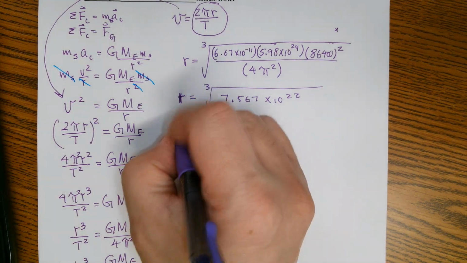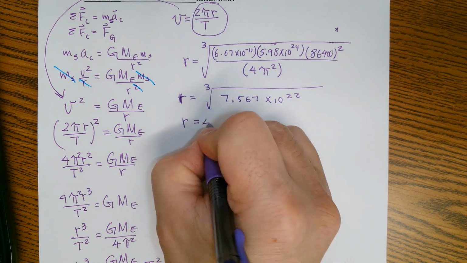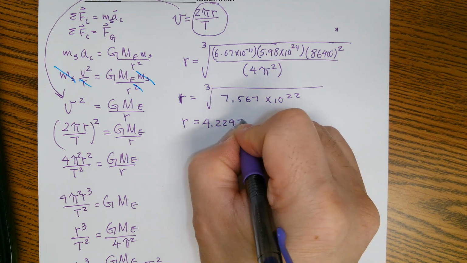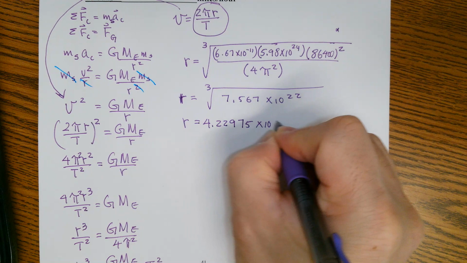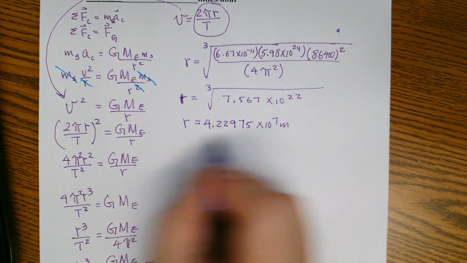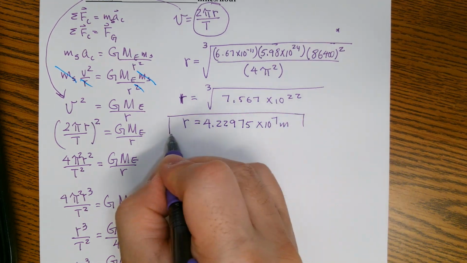So when you do that, your R comes out to approximately 4.2297 times 10 to the 7th meters. That represents your orbital radius.